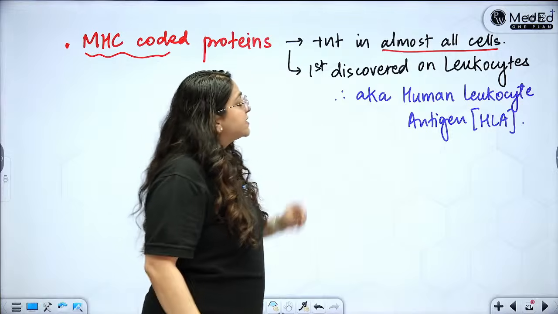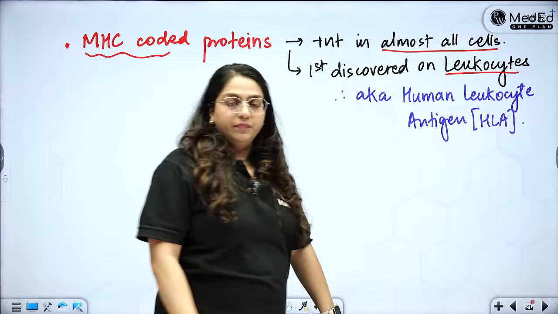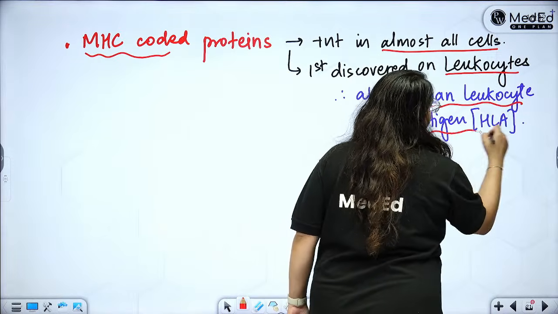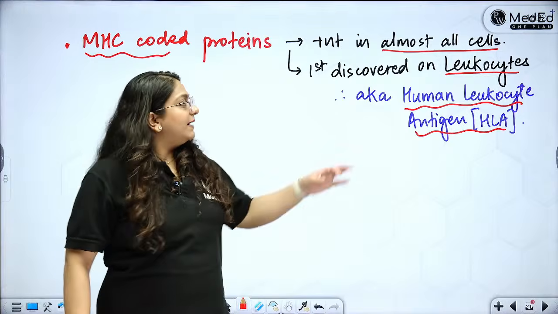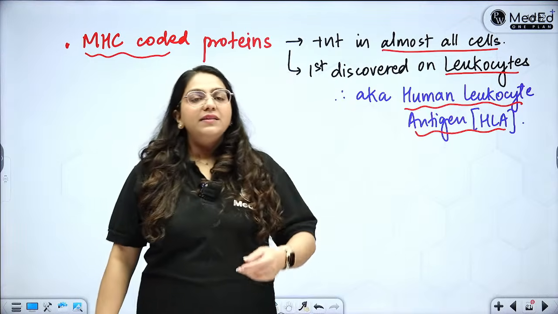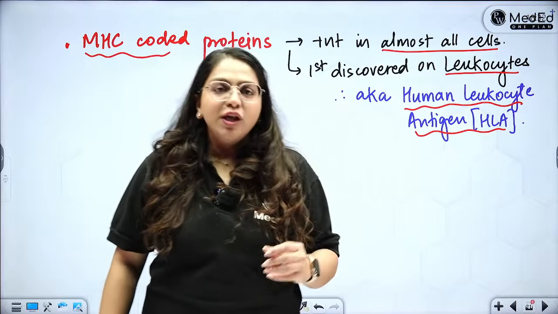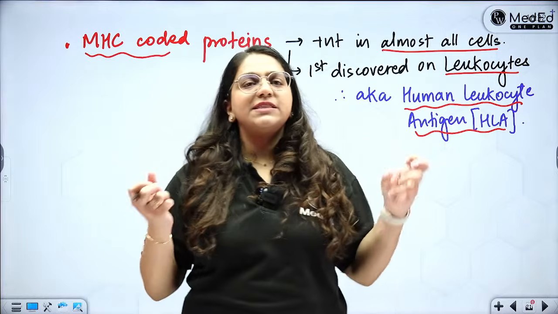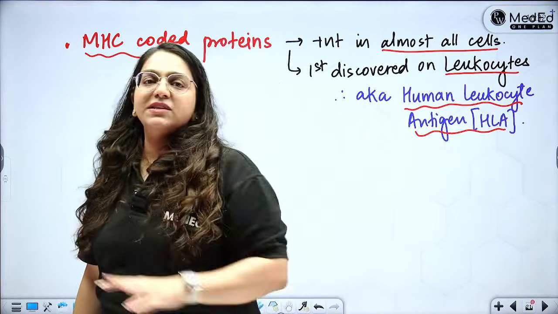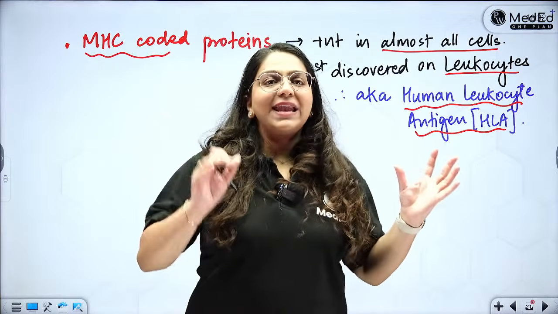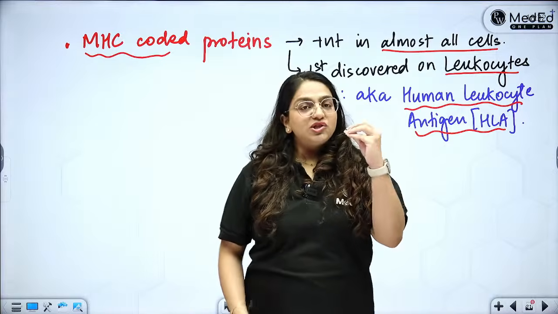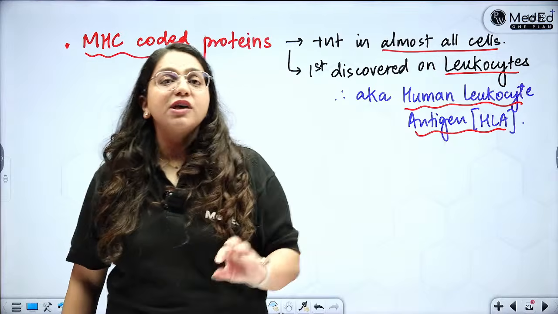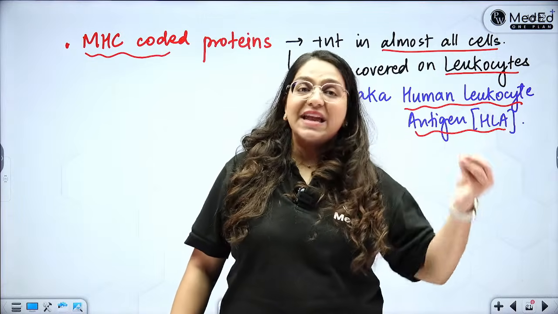But they were first discovered on the surface of the leukocytes. So then we started calling them human leukocyte antigen. But later on we discovered that they are not only present on the leukocytes, they are present in almost all cells of the body. So later on we just started calling them major histocompatibility complexes or MHC proteins, which are coded by the MHC genes. Okay, so HLA and MHC is one and the same thing. It's just that these MHC genes were first discovered on the surface of leukocytes, so we started calling them human leukocyte antigen.